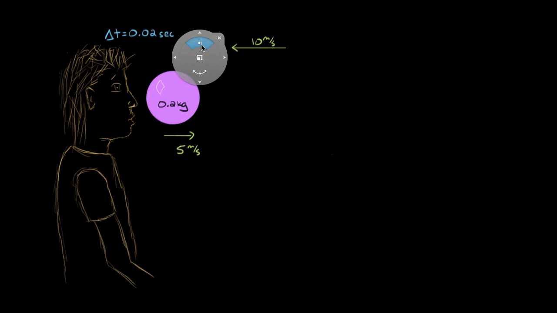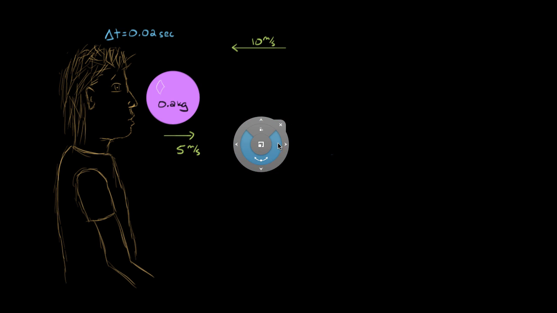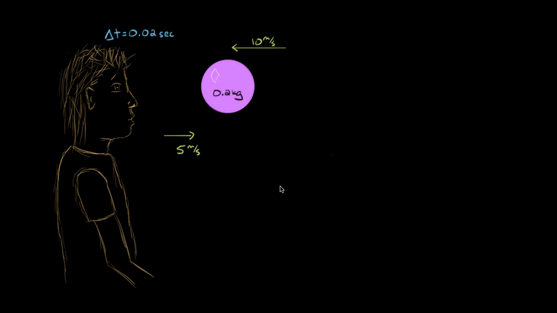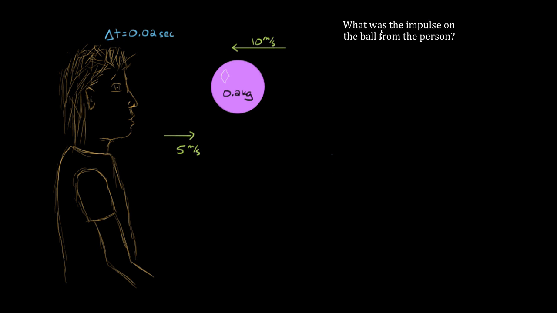And let's say the time right here, the time period that it's actually in contact with the person's face. Let's say the time when the ball is getting kind of compressed and then recoils and expands again. Let's say the time that it's actually in contact is about 0.02 seconds or about 20 milliseconds. So knowing this information, we can ask all kinds of questions. One of them is, what was the impulse on the ball from the person?